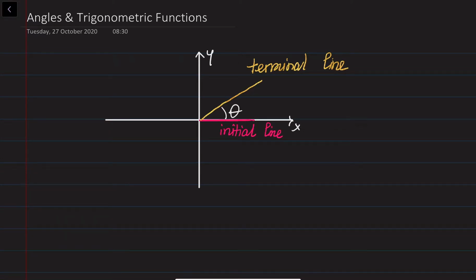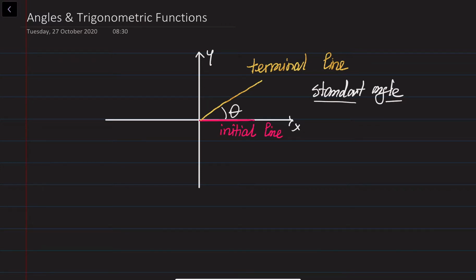Ahmath. In this video, we are going to quickly review the angles and the trigonometric functions. So essentially, if you're given the rectangular coordinate system, the angle, or as we call it, a standard angle, is the set of points between the so-called initial line and the terminal line.